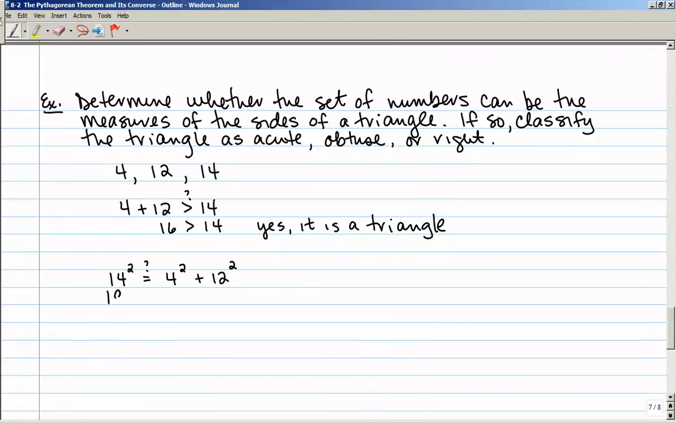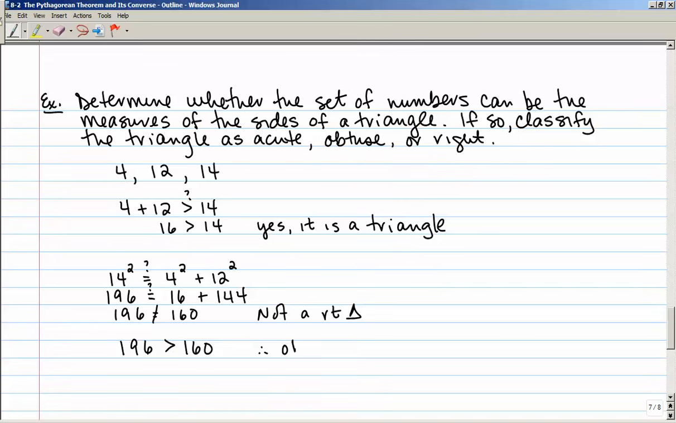14 squared is 196. 4 squared is 16, and 12 squared is 144. And 16 plus 144 is 160. So no, it is not a right triangle. Taking it one step further, 196 is greater than 160, so c squared, the longest side squared, is greater than the other two squared and added together. Therefore, this is an obtuse triangle.